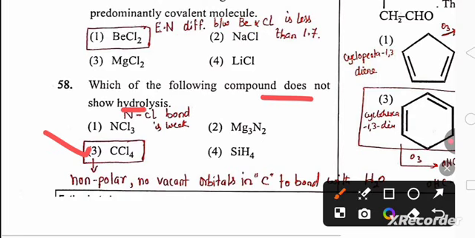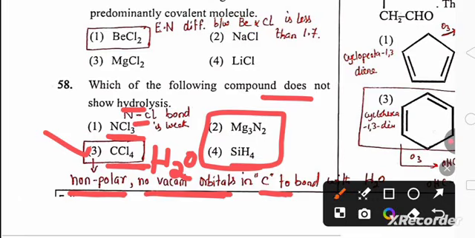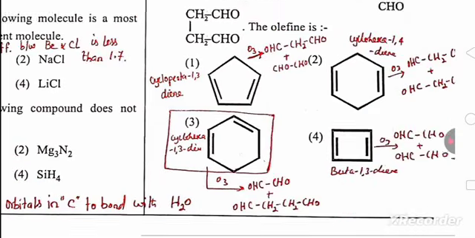first of all carbon tetrachloride is non-polar, and second reason, in carbon tetrachloride carbon does not have any vacant orbital to form a bond with water, whereas in the remaining cases, in NCl3 the N-Cl bond is weak, it can easily break. Mg3N2 and SiH4 can also react with water, but CCl4 does not react as it is non-polar.